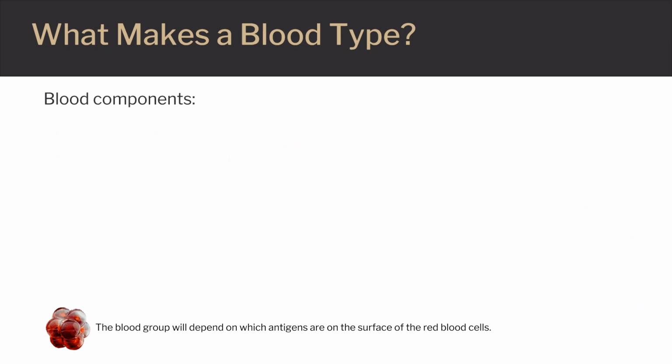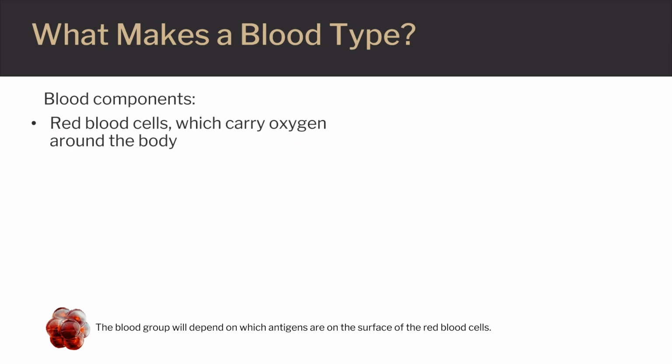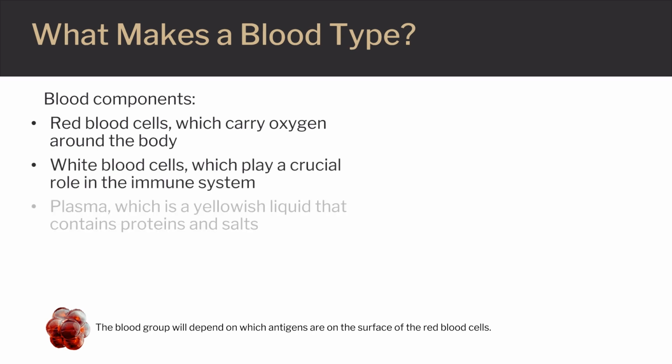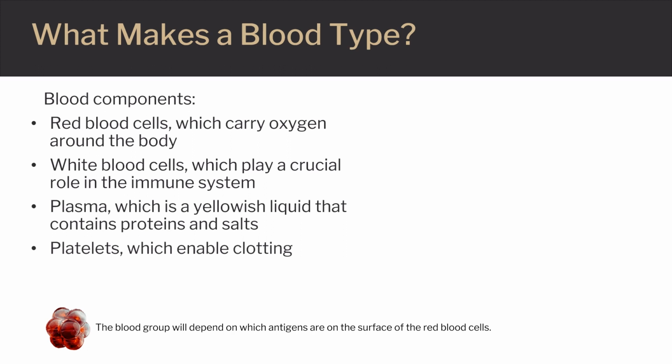The main components of blood are red blood cells, which carry oxygen around the body; white blood cells, which play a crucial role in the immune system; plasma, which is a yellowish liquid that contains proteins and salts; and platelets, which enable clotting. The blood group will depend on which antigens are on the surface of the red blood cells.